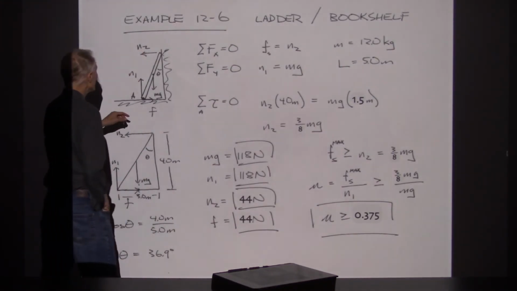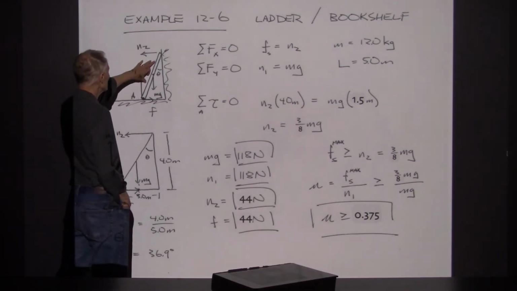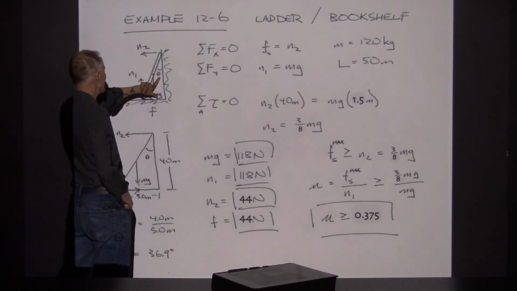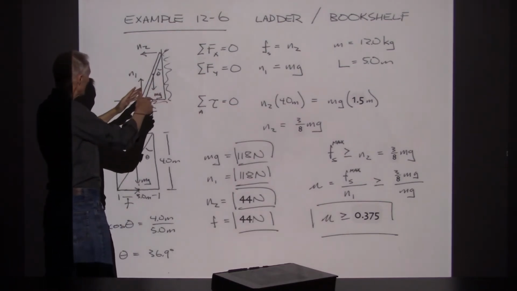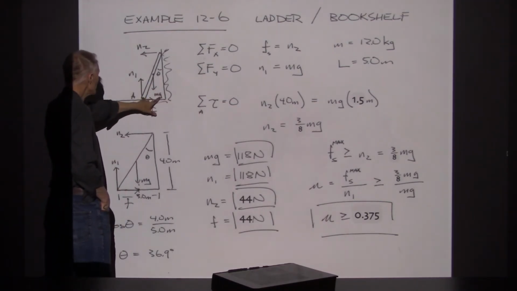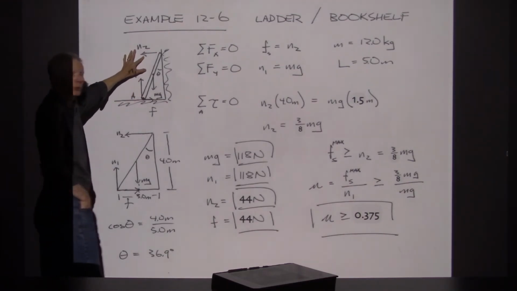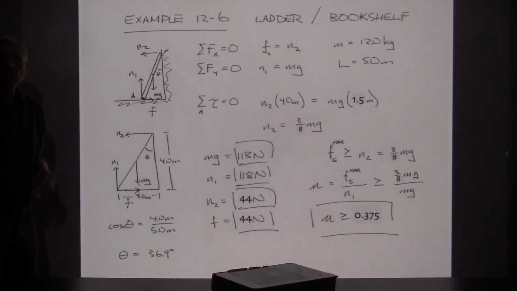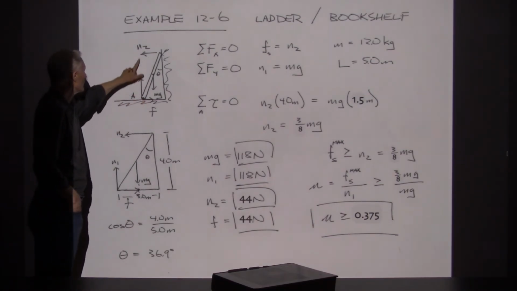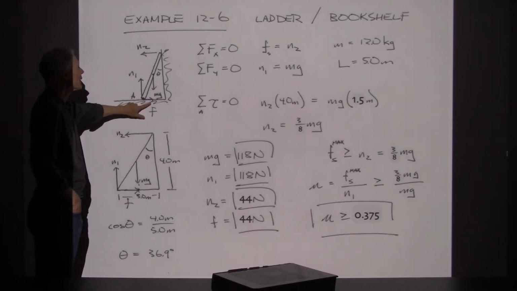Here is the ladder. There's an angle of theta where the ladder is tipped. There's a force of mg. There's a normal force at the floor, I'm calling that N1. There's a normal force at the wall, I'm calling that N2. And then N1, and the friction. Sorry, I left out friction.